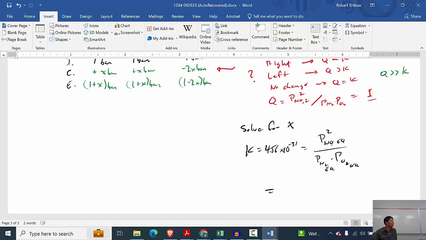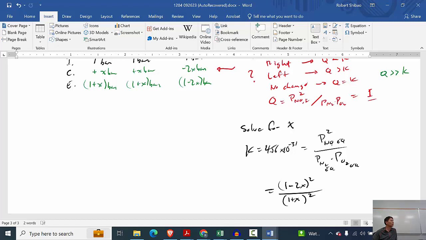Well, the pressure of NO at equilibrium is going to be 1 minus 2x. I don't know what x is yet, and then we'll just square it. And the pressure of N2 is 1 plus x. And the pressure of O2 is 1 plus x. And so we're going to get 1 plus x squared. Do you see that?